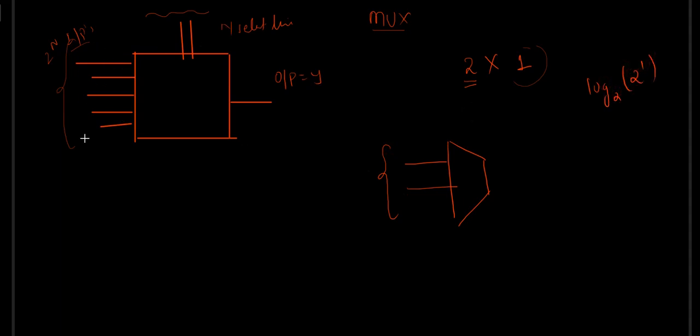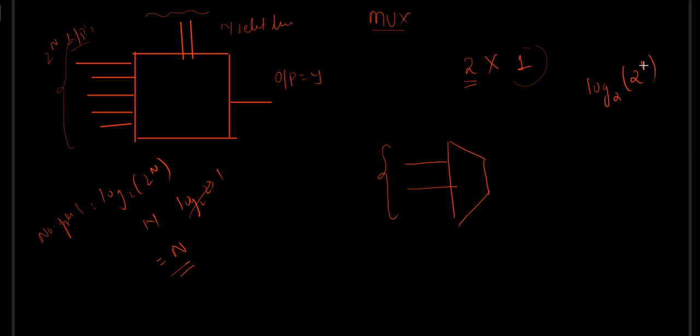Since for 2 power n inputs I have n select lines, the output comes as n, that is log 2 base 2 power n, and log 2 base 2 is 1. So my number of select lines is n. I'll write it as: 2 power n is the number of inputs, and log base 2 of the given number of inputs is my number of select lines. So in this case, n.